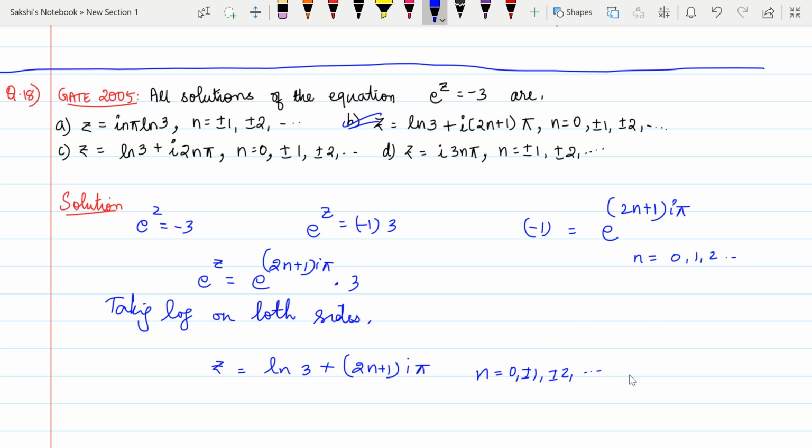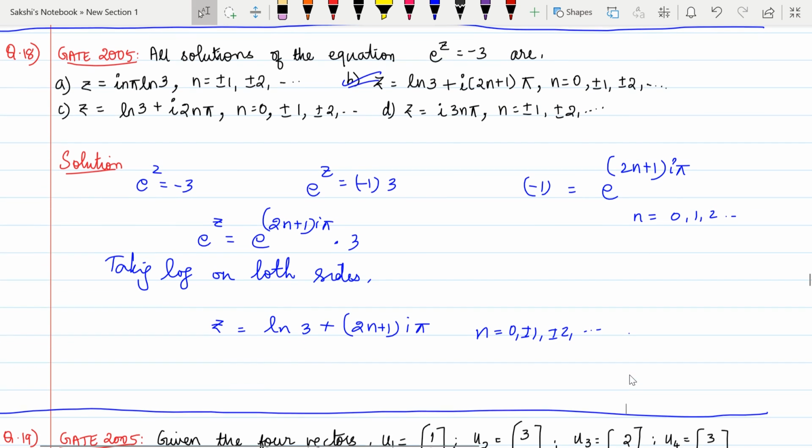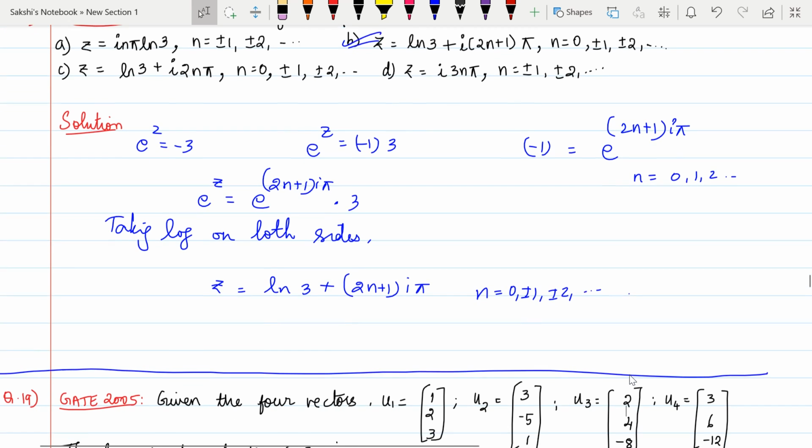So this is a simple solution. You just have to know what is the exponent form of minus 1. So if you don't know, please note this down.